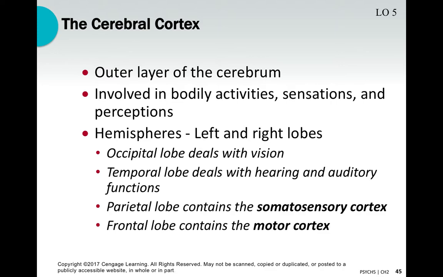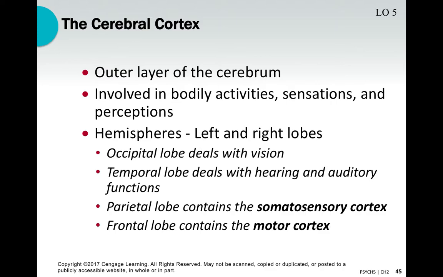Your temporal lobes are on the sides of your brain, kind of near your ears, close to your temples and your ears. I think that's what helps me remember that. And they're associated with hearing and auditory functions, hearing things. So very important. The parietal lobe is kind of towards the top back portion of your brain, and it is where the somatosensory cortex is. The somatosensory cortex is your sense of touch.